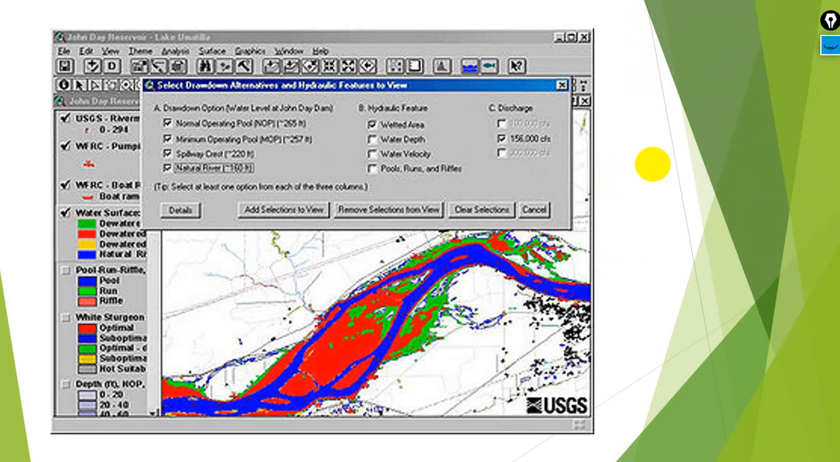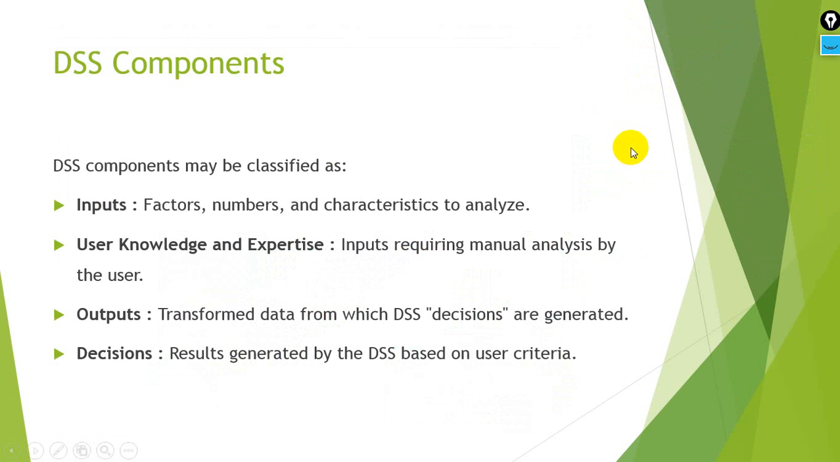So these are the DSS systems. Okay. Next, what we have: DSS components.